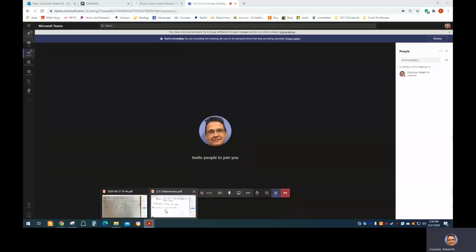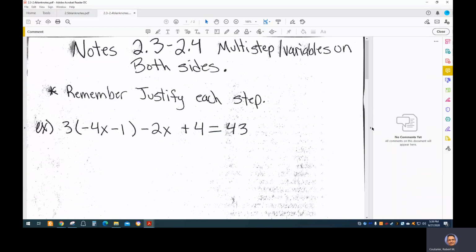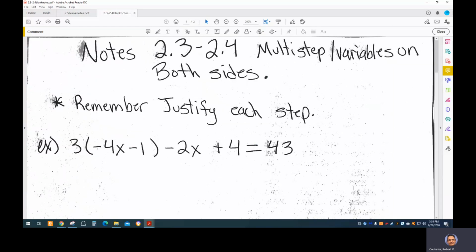Well, hey everybody, we are moving down the line again with our solving equations. This time we are transitioning to the ones that start to get a little bit more difficult. These are multiple steps that are involved, and sometimes we have to really pay attention because the variables might not always be on the same side of the equal sign. This comes from Chapter 2, Section 3, and Chapter 2, Section 4 of our Pearson textbook.